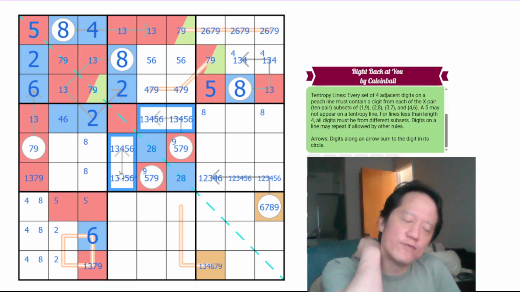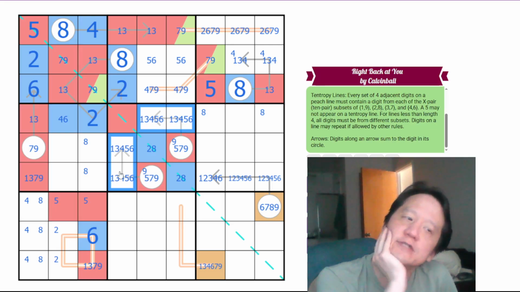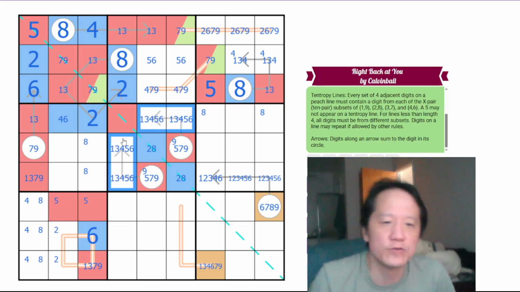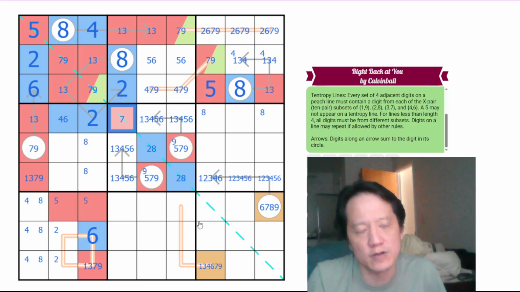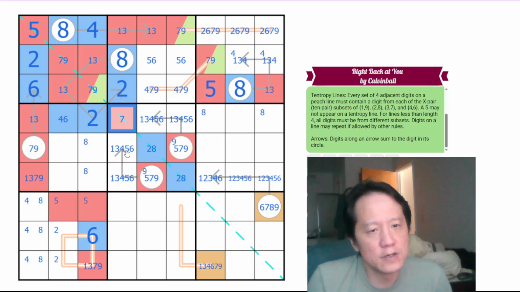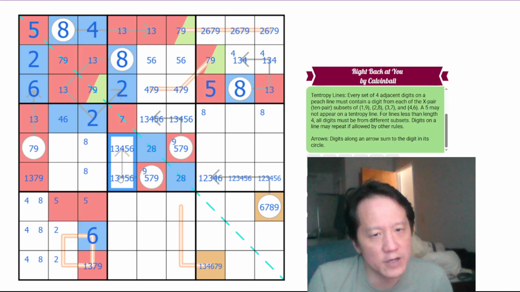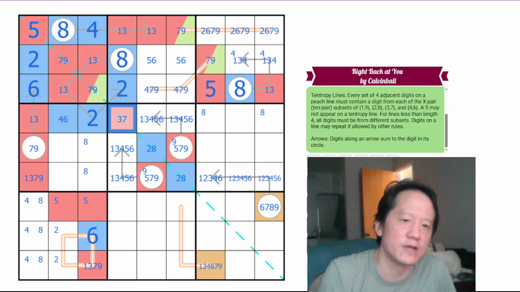So 1, 4 gives you 5, 3, 6 gives you 9, and therefore this would be 7 in that case, if that were the case. 1, 6 gives you 7, and 4, 5 gives you 9. So this would then be 3 in that case.